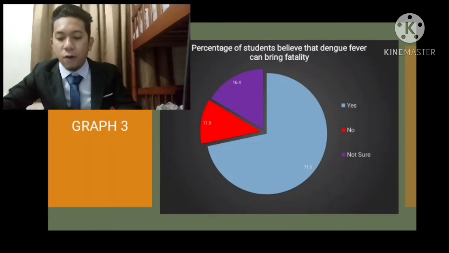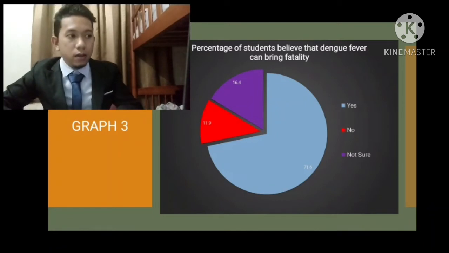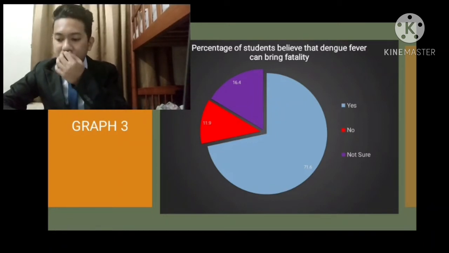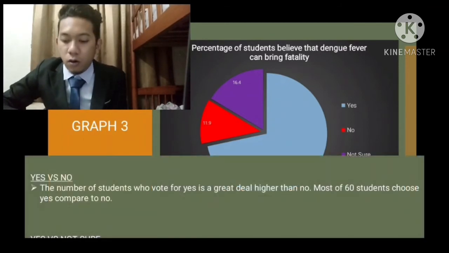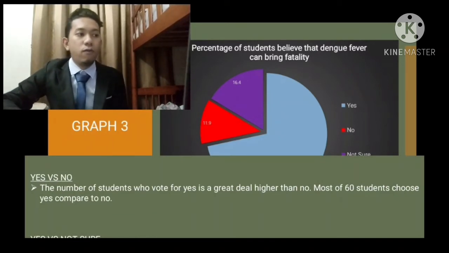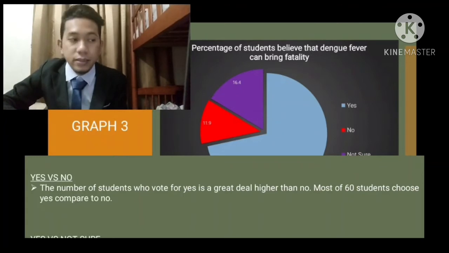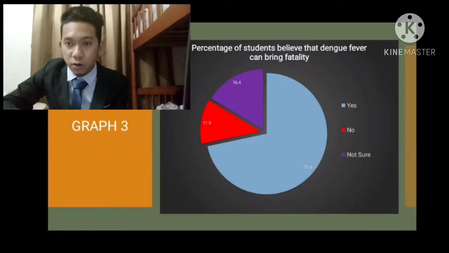Comparison. I will compare these 3 different answers voted for this questionnaire. Let's start with the comparison between the voting of yes and no. We can see that the number of students who vote for yes is a great deal higher than no. Most of the 16 students choose yes compared to no.